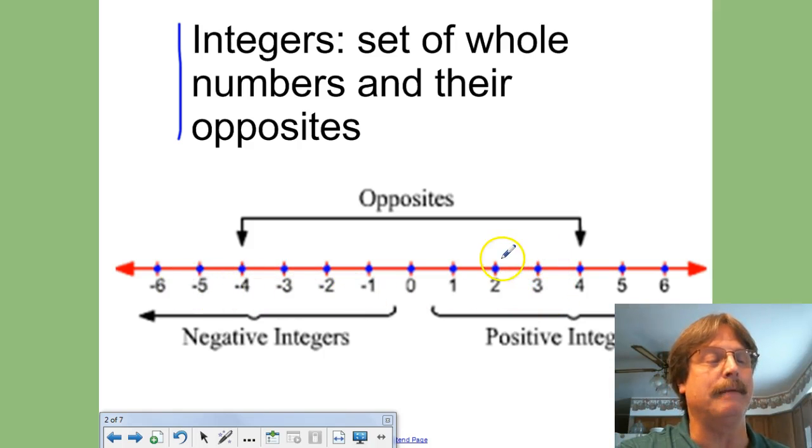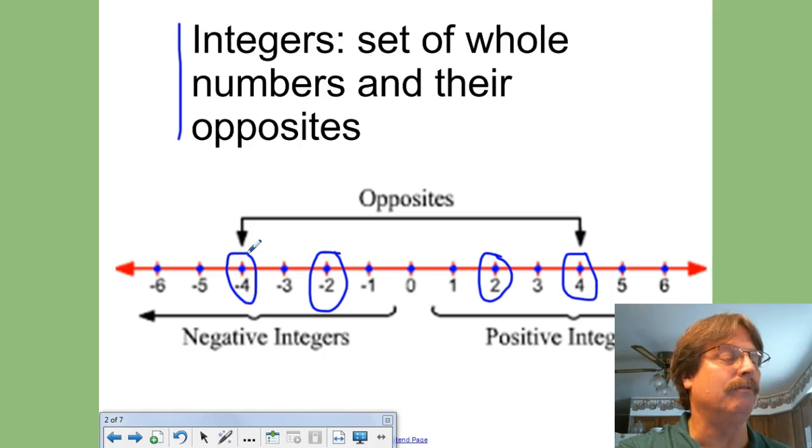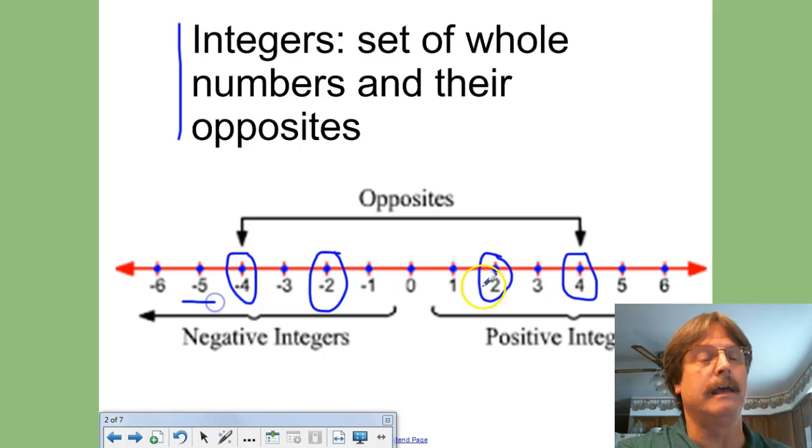Let's take an example here. The number 2 is positive, so the opposite of that is negative 2. Here they give us in the picture 4, and the opposite is negative 4. What I would like you to do now is pause the video and find the opposite of negative 5 and the opposite of 6.